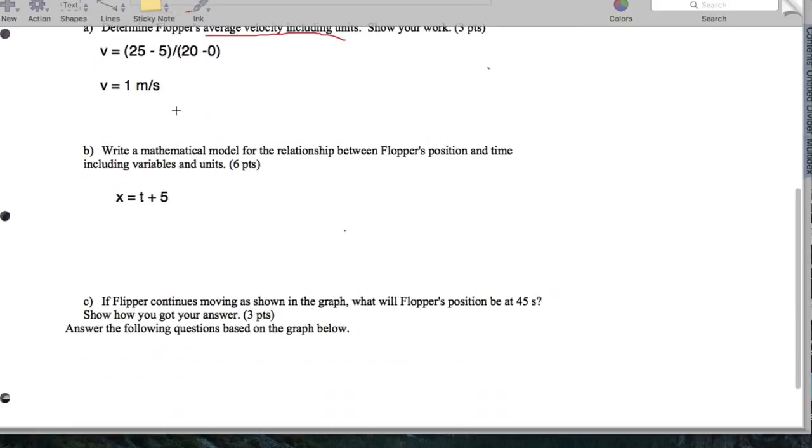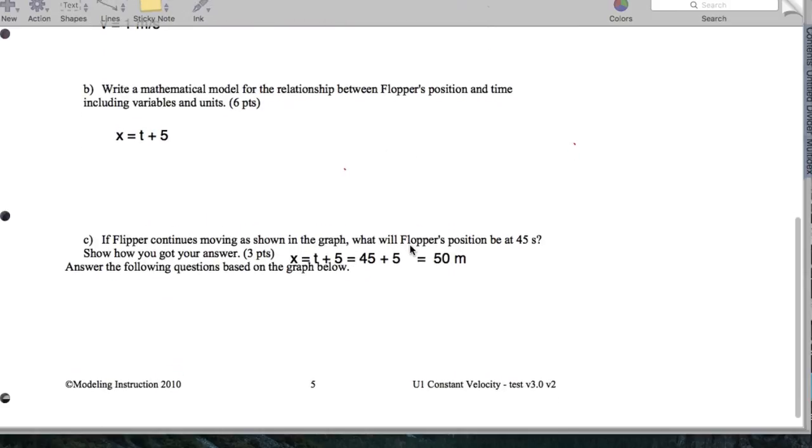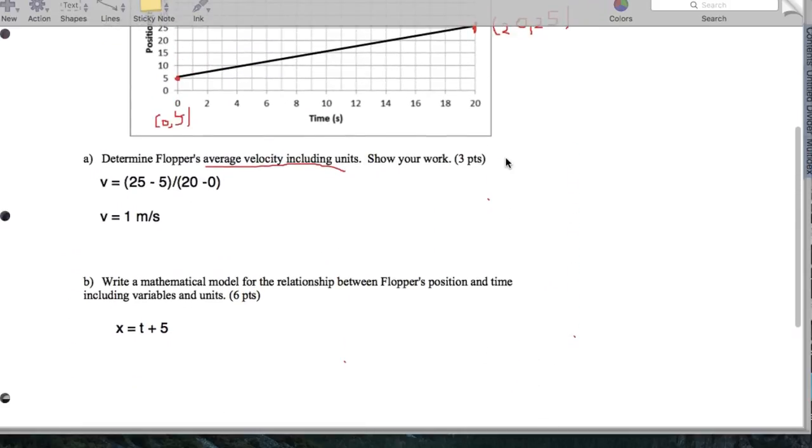And then where will young Flopper be after 45 seconds? Let's go ahead and look. So x is t plus 5, which is 45 plus 5. So it looks like young Flopper, the waffle iron, will have scooted off 50 meters. I think I just like saying the word waffle iron as I work through physics.